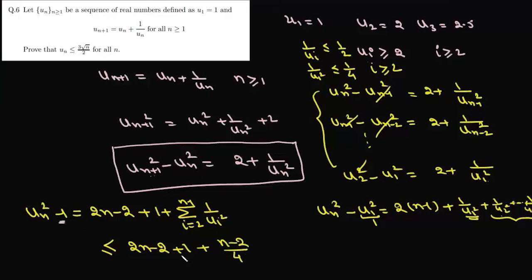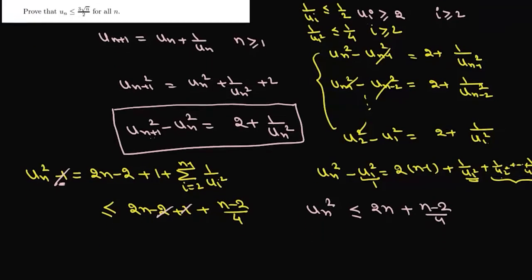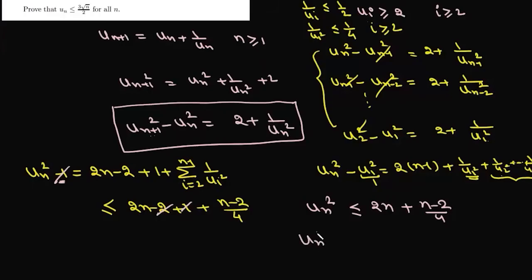So we'll take this 1 on the right hand side. So this 1, 1 and 2 will cancel. So we can write un square will be less than or equal to, now this is 2n plus n minus 2 by 4, or we can write un square is less than, now this is 9n minus 2 by 4, now this 9n minus 2 by 4 will be less than 9n by 4.